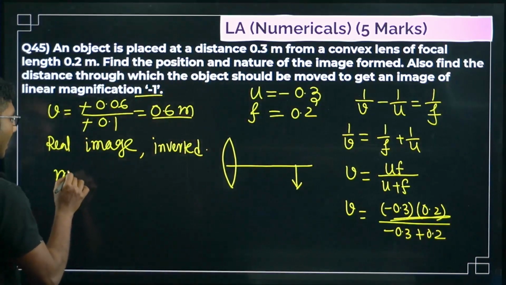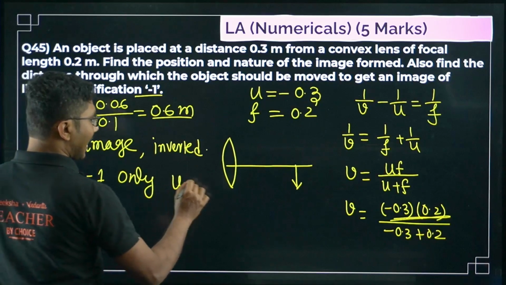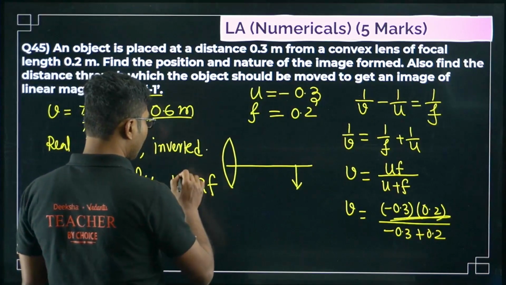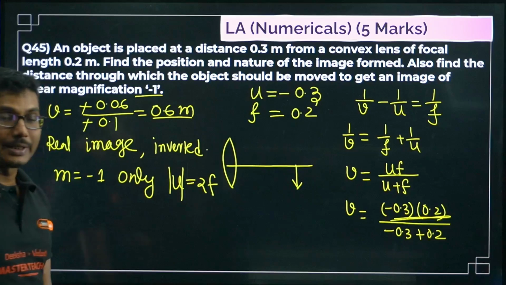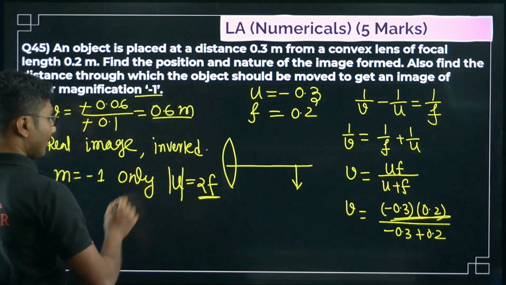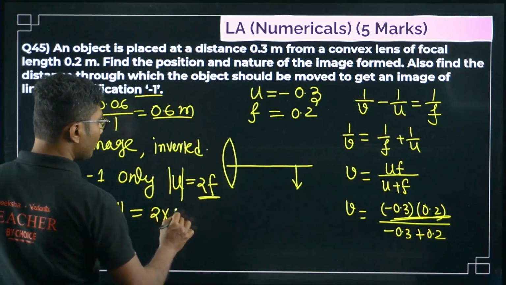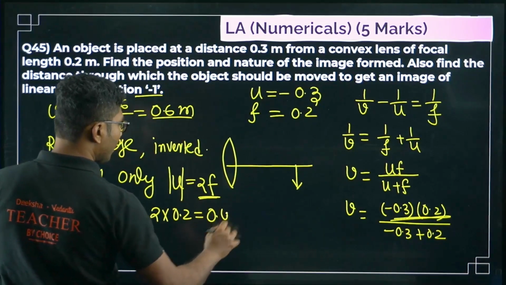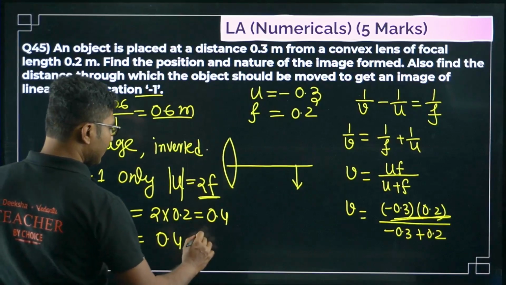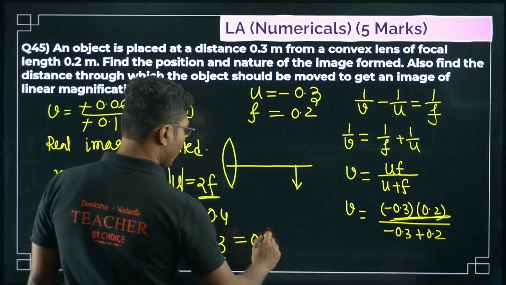Now, how much distance should you move it to get a magnification equal to -1? Magnification -1 occurs only when the object is placed at a distance 2f. So object distance, when it becomes equal to 2f in magnitude, we get the magnification -1. So what should the distance be in that case? It should be 2 into 0.2, that is 0.4. This is the final position, the initial position was 0.3, so just find the difference between them. So it will be 0.1 meter.